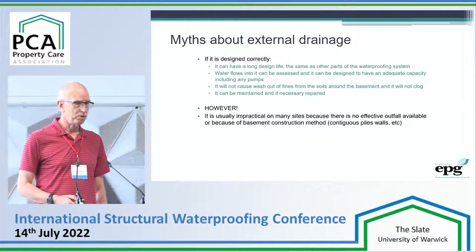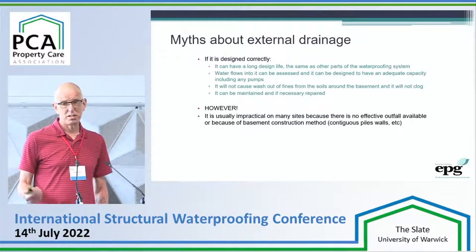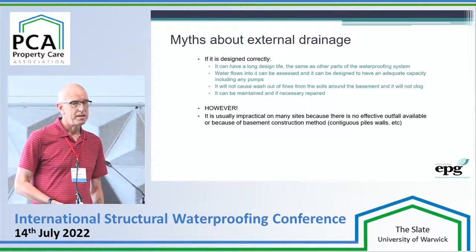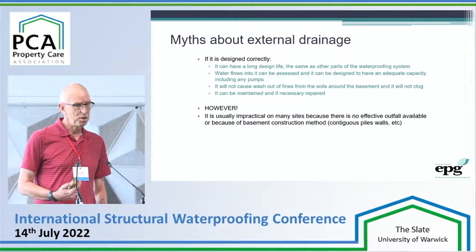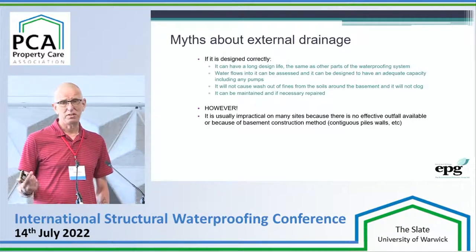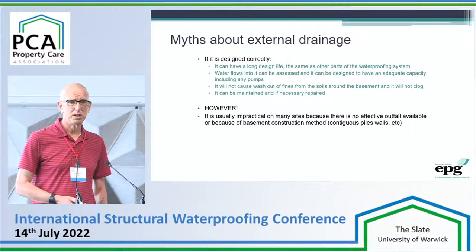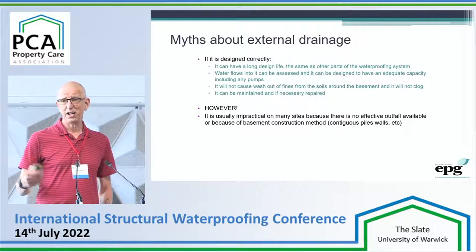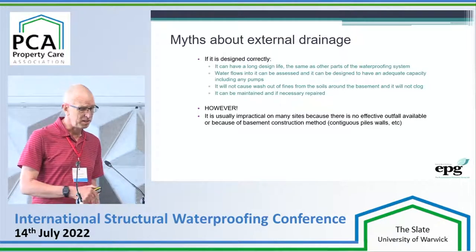Certainly, the pipe work can be maintained, but it needs inspection chambers. That's one of the things you can't get away from. However, external drainage is usually impractical on many sites, because there's no effective outfall available, or because the basement construction method doesn't really allow you to do it. So, you know, it's a no-brainer, isn't it? If you've got secant pile walls, contiguous pile walls, whatever, you're not going to be digging down the outside of those in a deep basement in London to put external drainage in. Or certainly, somebody might have got alternative experience, but certainly not in my experience.